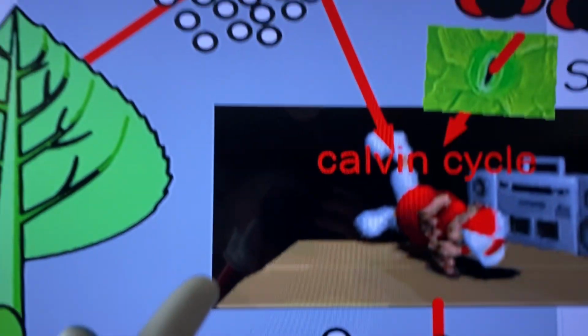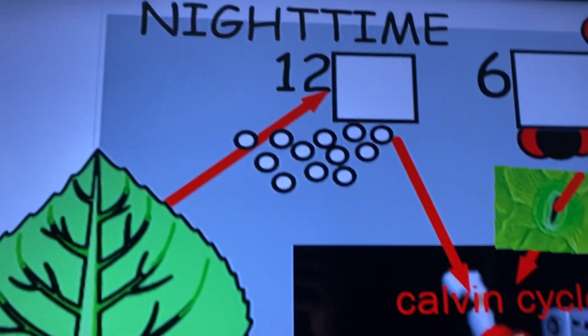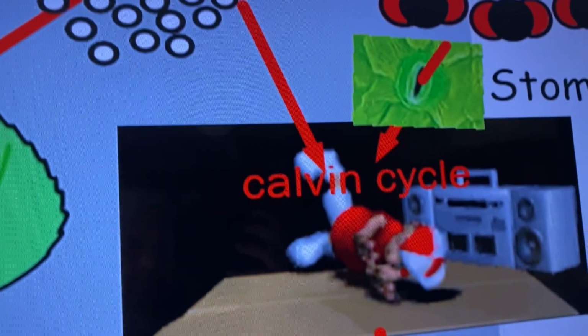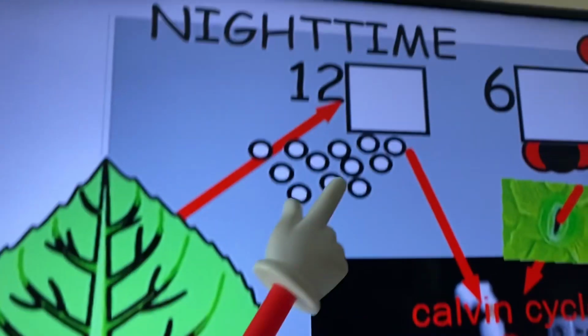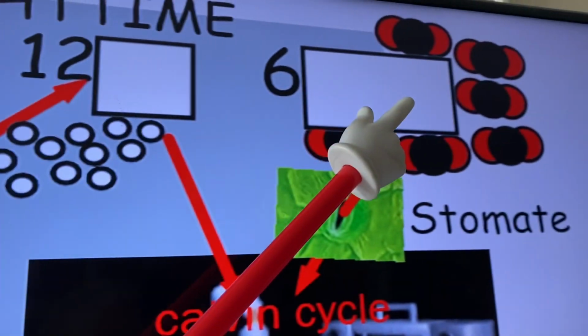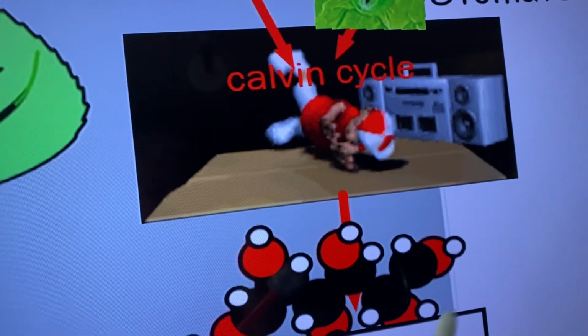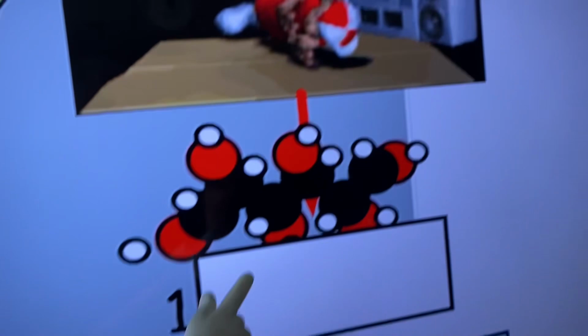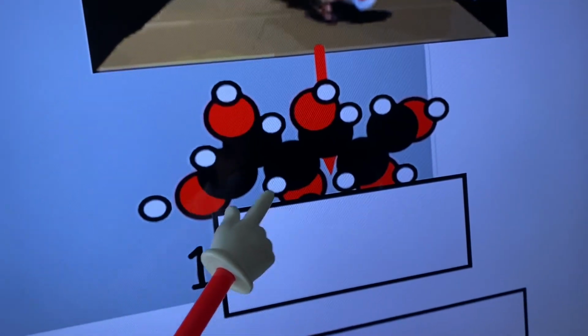The second reaction is called the dark reaction, or sometimes called the light independent reaction. It happens when the lights are off, although it can actually happen when the lights are on. Basically you take those 12 hydrogen ions, you collect 6 carbon dioxides, and then you spin them around in the stroma of your chloroplast, doing what's called the Calvin cycle, and you wind up with a molecule of glucose.